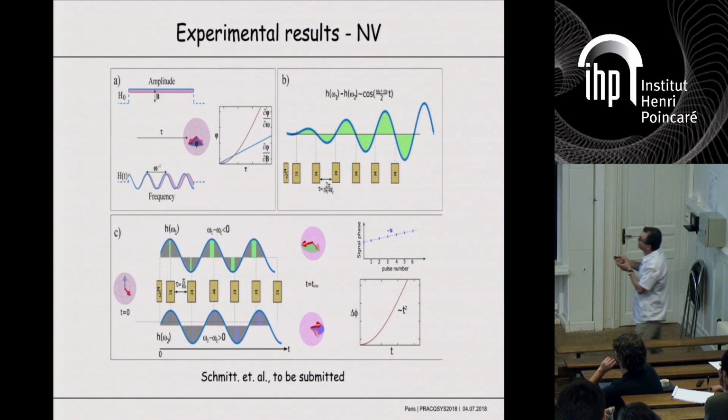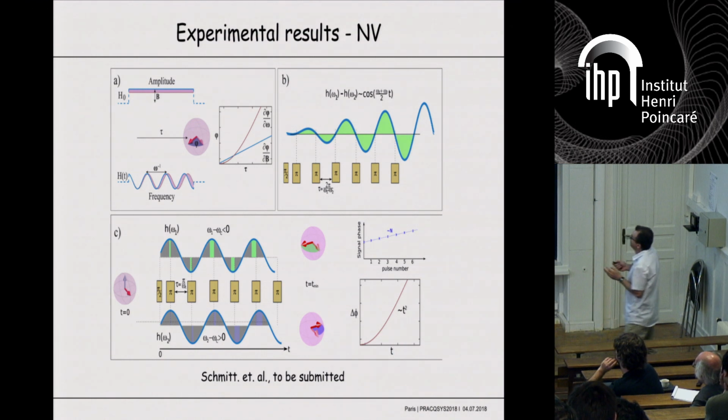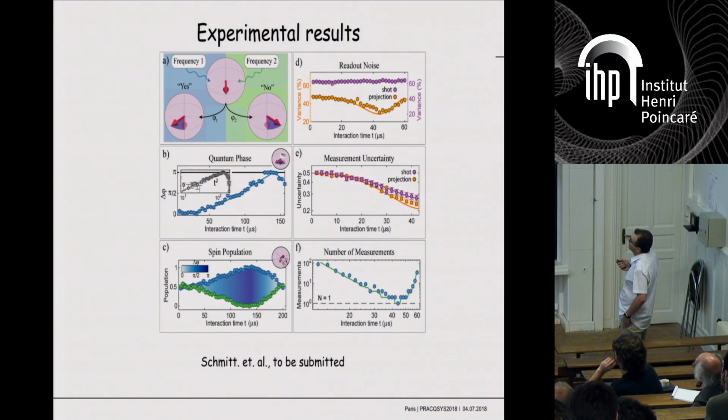In the end, the spin will rotate clockwise or anti-clockwise if it's omega 1 or omega 2. And at some point, they will be orthogonal. If we measure there, we can discriminate between the two frequencies. And this is how the difference in the phase behaves. These are the experimental results. So this is the discrimination.